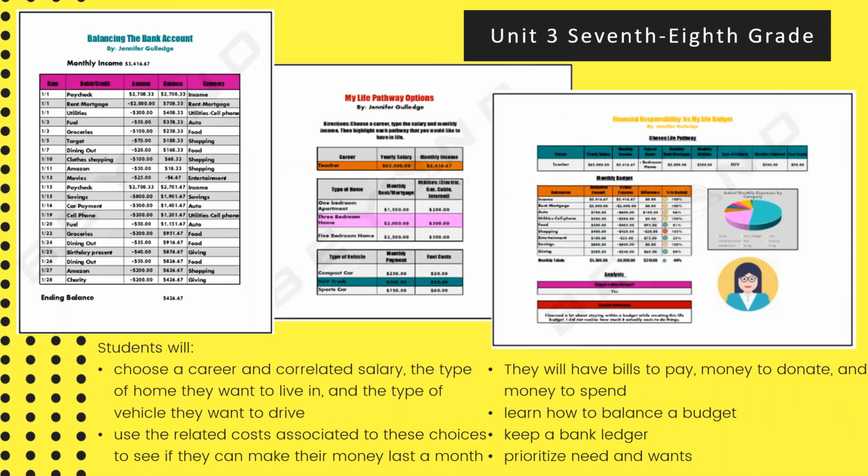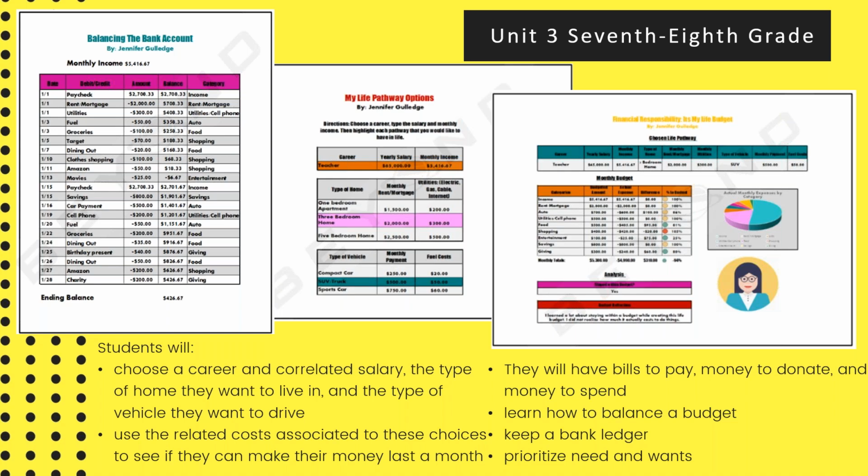Our 7th and 8th grade is doing a real life simulation. They're going to choose a career with a connected salary. They're going to go online and find a salary that's connected to that career. Then they get to choose the type of home that's also connected with a monthly amount and utility amount. Then they also choose a vehicle, again connected to a monthly payment and costs.